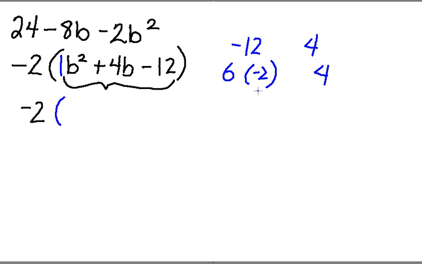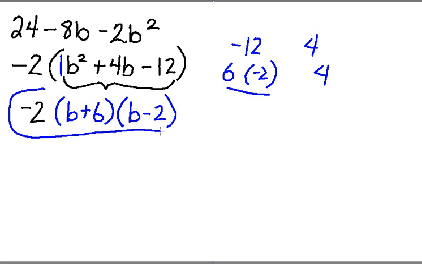These numbers are just my factors, so it's going to be b plus 6, and then b minus 2. See, that's a lot easier than when a is not equal to 1. If a is not equal to 1, I have to go through the grouping and come up with my factors and all that. So this is my answer here.